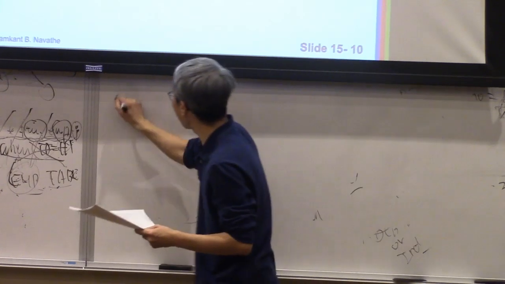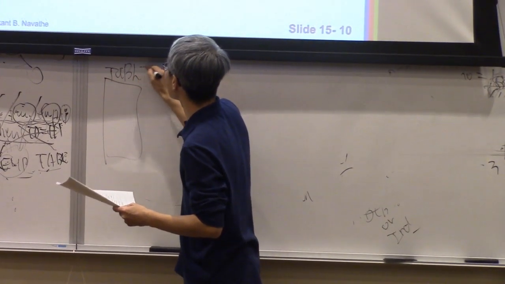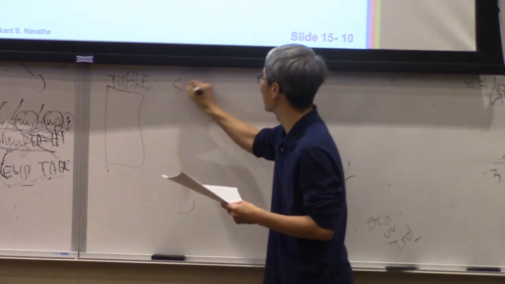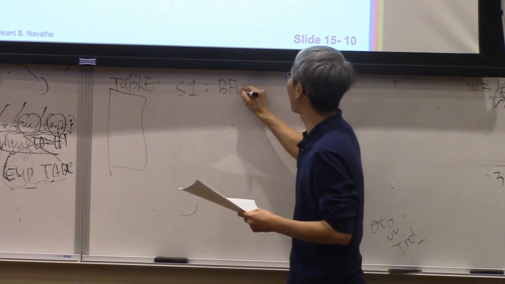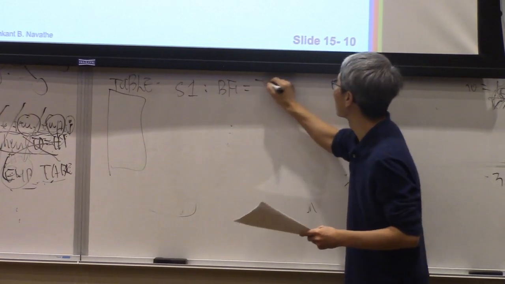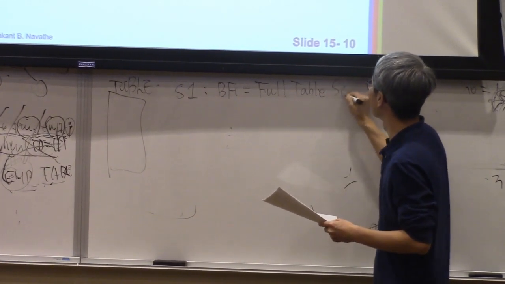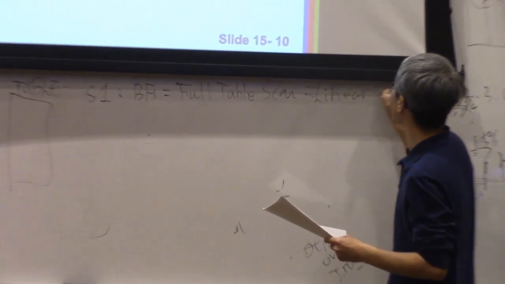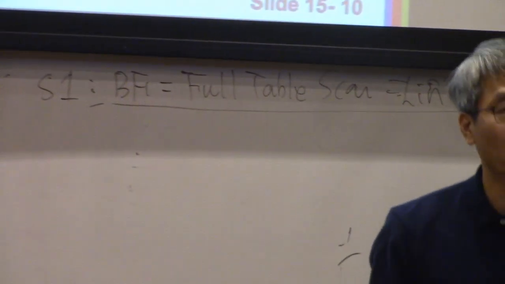This one is the access one table. How to access one table with the given information. So the first approach is the brute force way. There are different names for brute force. Sometimes it's called the full table scan, and also the linear search. Either of them is fine.